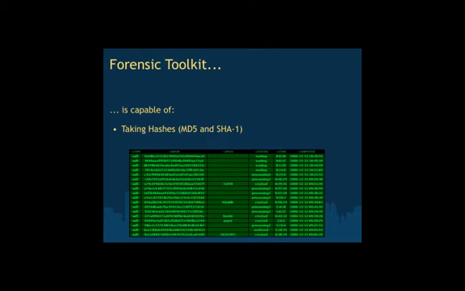FTK Imager is also capable of providing a SHA-1 hash, which serves the same function, but its signature is 160 bits, which leaves an even smaller chance for collision. The image at the bottom here displays multiple MD5 hashes, which are written out as 32 hexadecimal characters in the second column from the left.